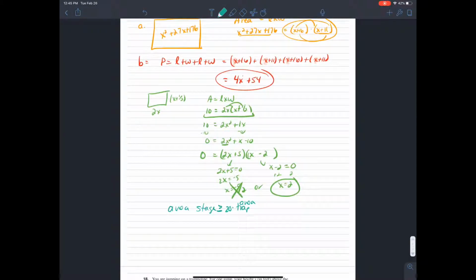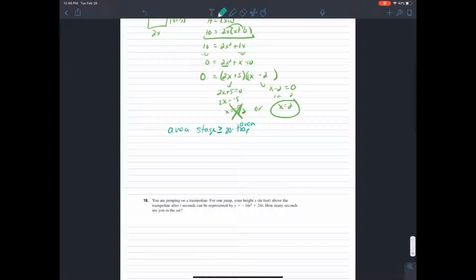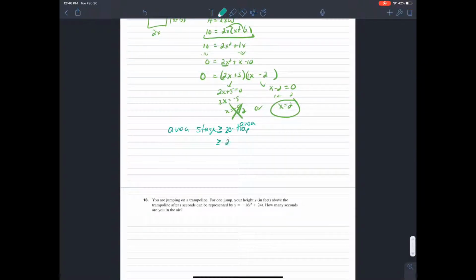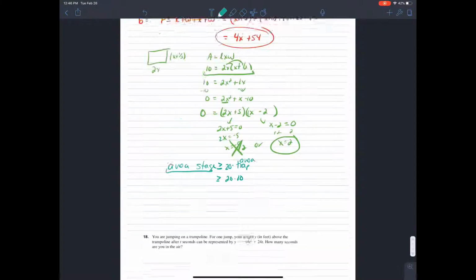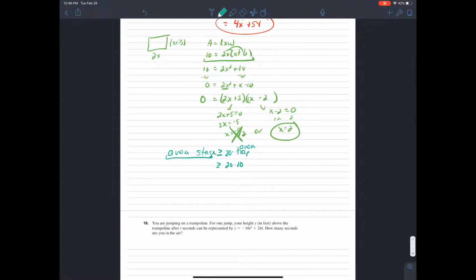Well, we know what the area of the trapdoor is, right? The area of the trapdoor is 10 square feet. So I'm going to fill that in here. So 20 times 10. Now the area of the stage, we wrote an expression for that. The area of the stage was x plus 11 by x plus 16. So I have x plus 11 times x plus 16 should be greater than 200.